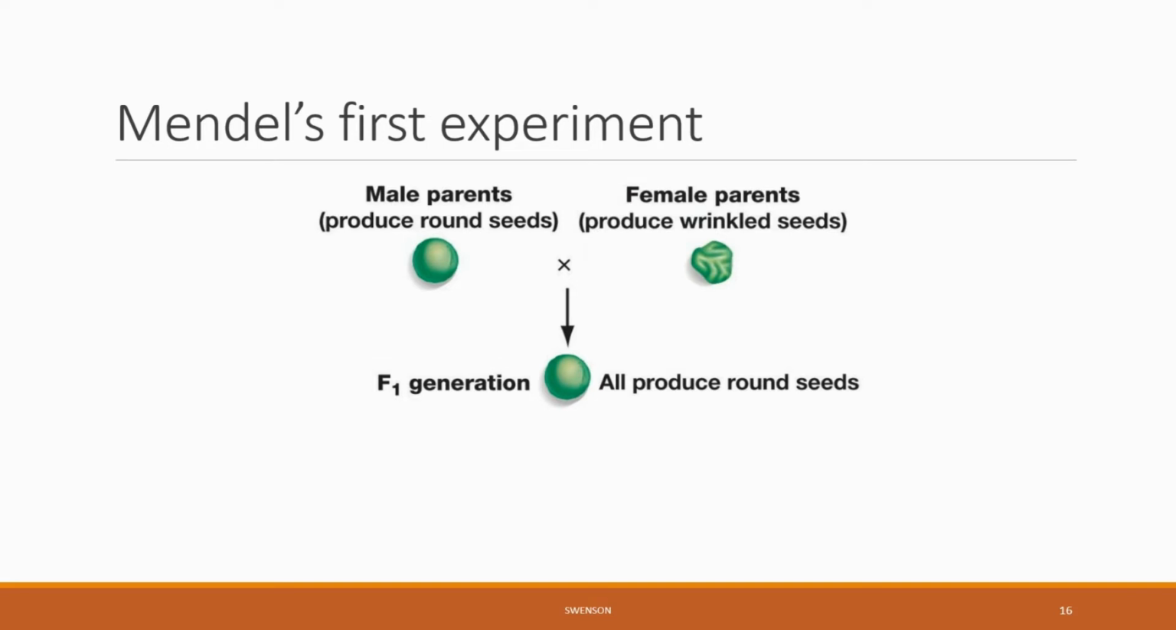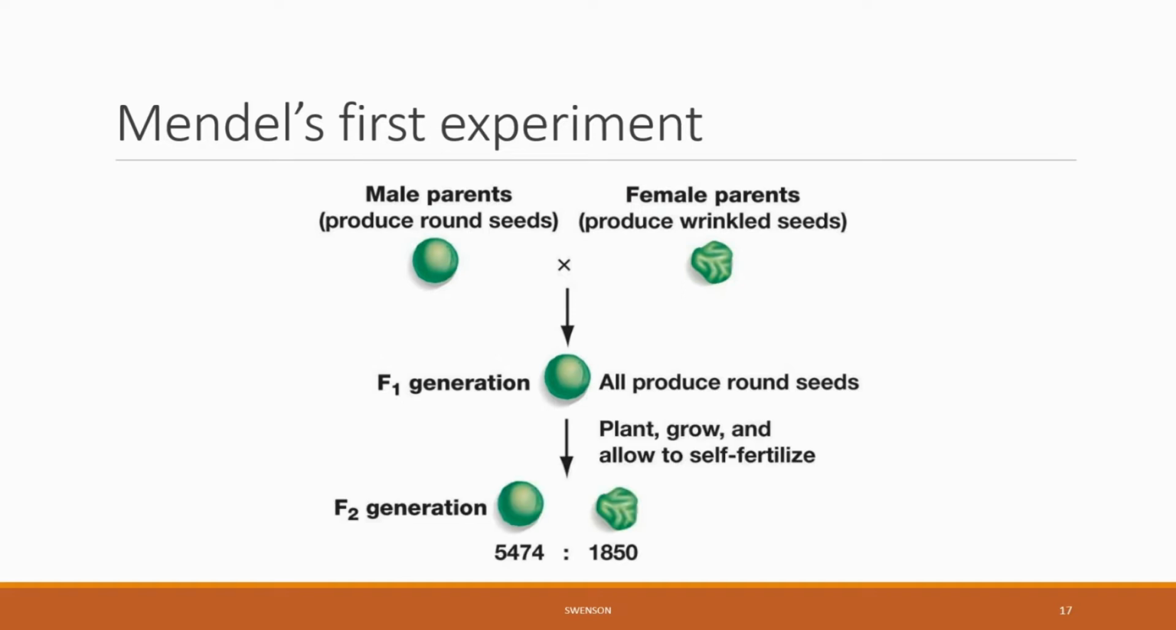The offspring in the first generation are referred to as the F1 generation. If you are interested, F stands for filial, meaning the offspring. Something interesting occurred with this offspring, and that was that all seeds produced were round seeds. And this experiment did not support the hypothesis of generative fluid.